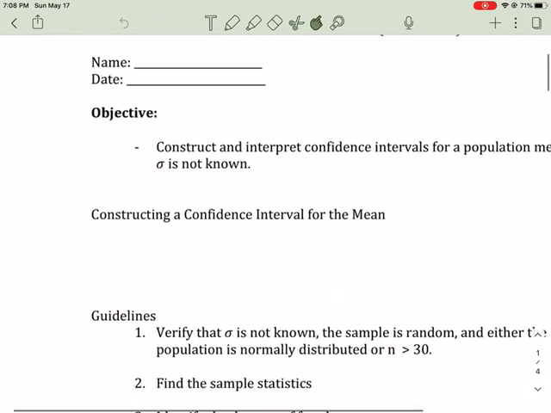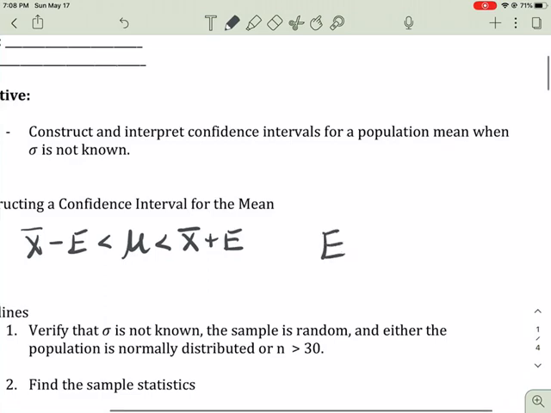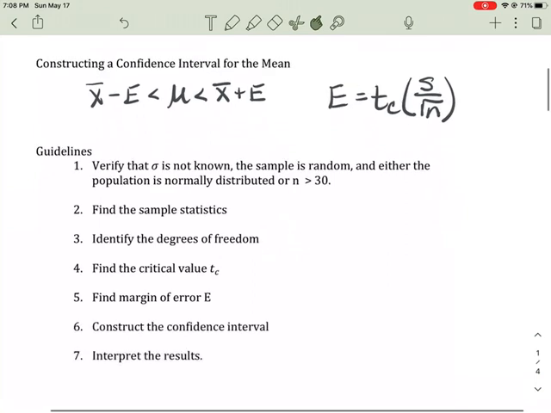All right, so when we're constructing the confidence interval for the mean, we're going to keep using that formula that we were given earlier. So we're still going to be doing x bar minus E less than mu less than x bar plus E. Now our E this time is going to be t sub c times s over the square root of n. So we're going to have to go get our t confidence like we practiced the other day and use it in our E formula.